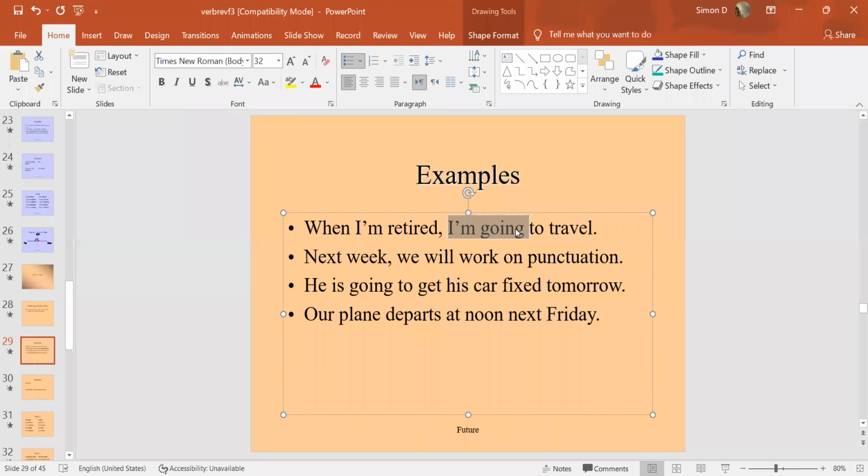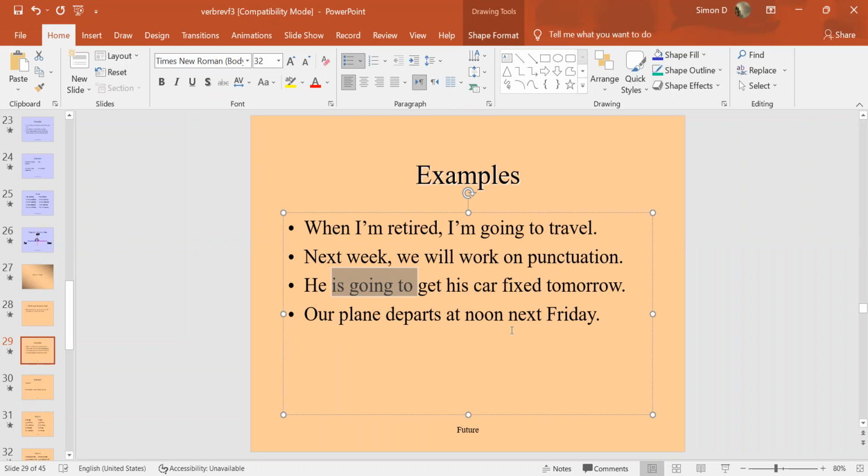I am going to. Okay. Next week we will work. Look at the verbs here. Will work, shall work. All of these will come. I am going to also will come in the future. Okay. Going, is going to. Get his car fixed.